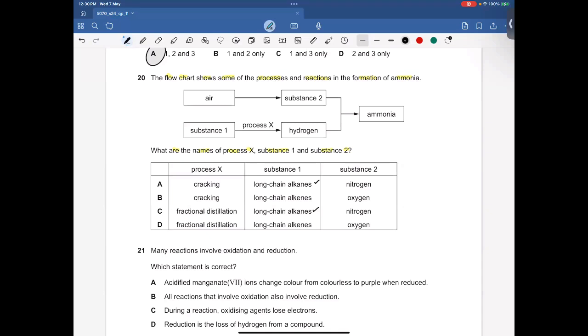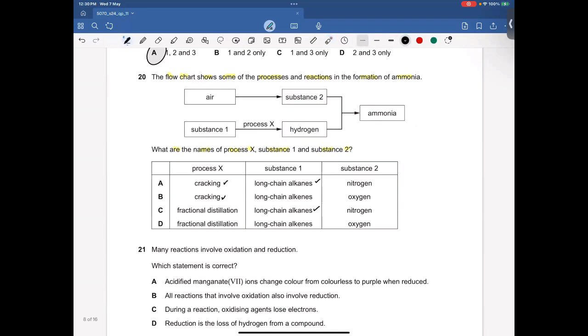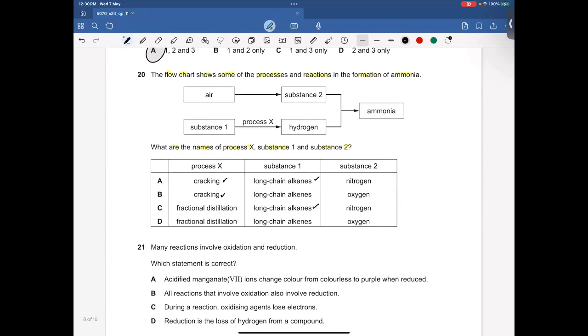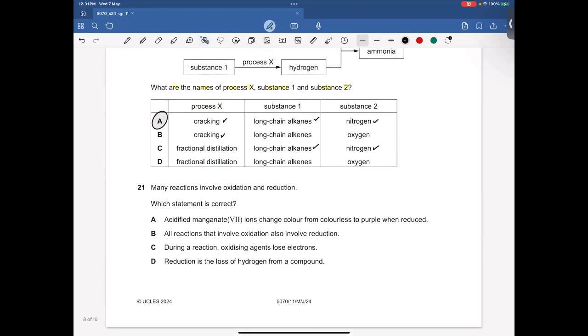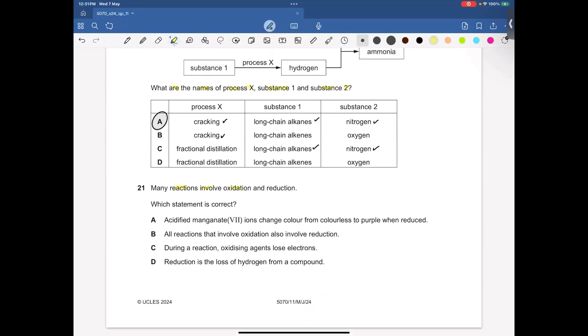and process X is basically cracking, and substance 2 is basically nitrogen, because nitrogen and hydrogen combine with each other to form ammonia. So nitrogen is obtained from the fractional distillation of liquid air. So substance 2 is nitrogen. So the right answer is basically A. That's an easy question.